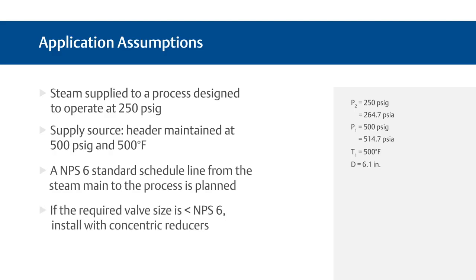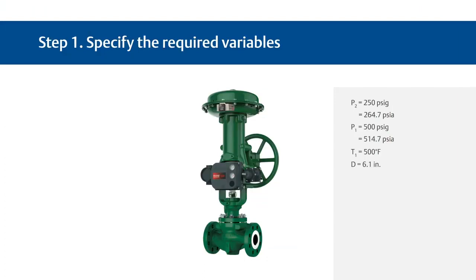Also, make the assumption that if the required valve size is less than NPS 6 or DN150, it will be installed using concentric reducers. Now let's go through the process to determine the appropriate Fisher ED valve with a linear cage.